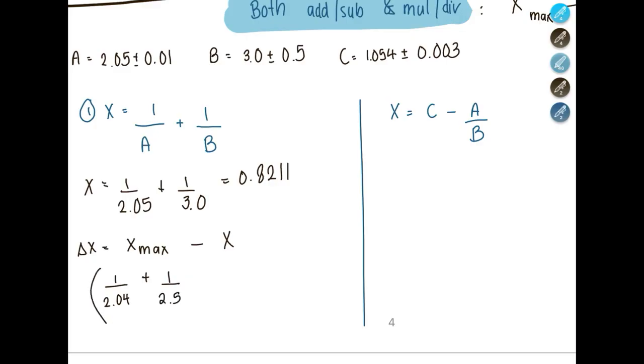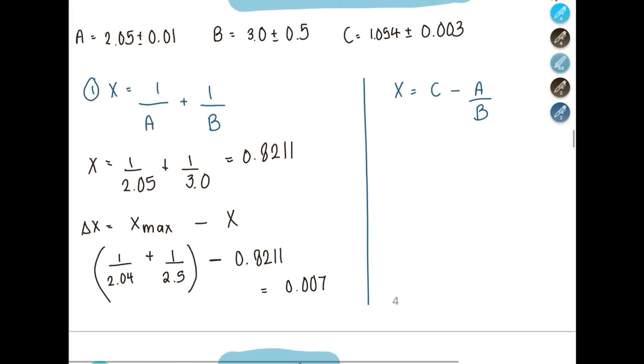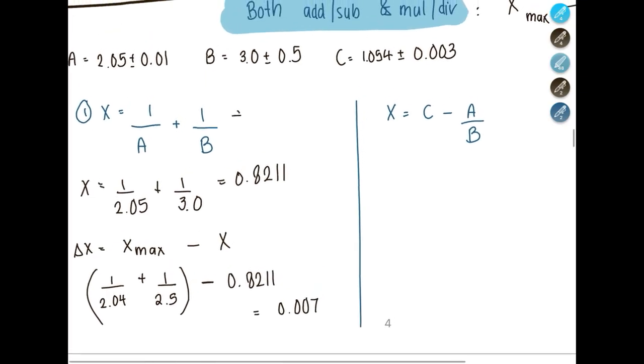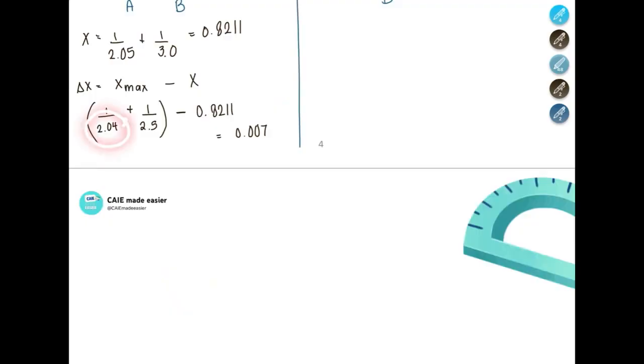So now you will get the maximum possible value of x, and then subtract it from the value of x, which is 0.8211. This will give you 0.007. So you can write this as something like this: 0.82 plus minus 0.07.